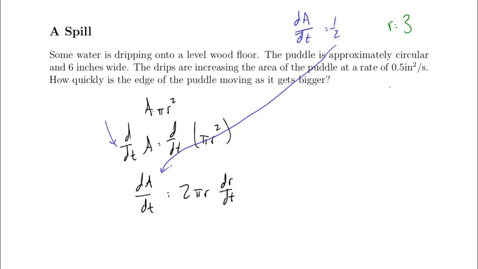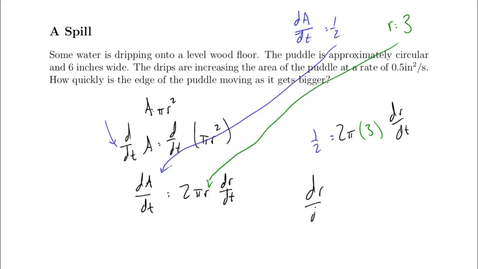And what we want to do now, let me get a green arrow here. Oh, that's gray. Here's green. Fixed it. Now what we can do is say 1/2 equals 2 times pi times 3 times dr over dt. dr over dt is our only unknown thing. We can solve by dividing both sides by 6 pi, and we have 1 over 12 pi. The radius is changing at 1 over 12 pi inches per second.